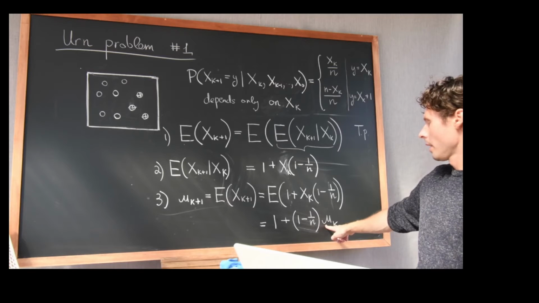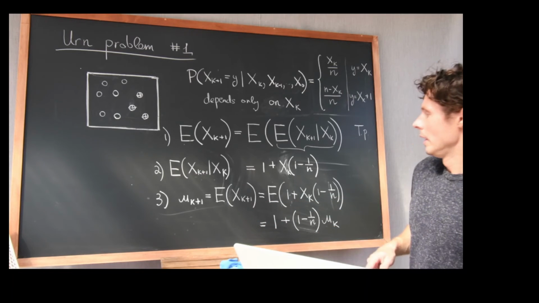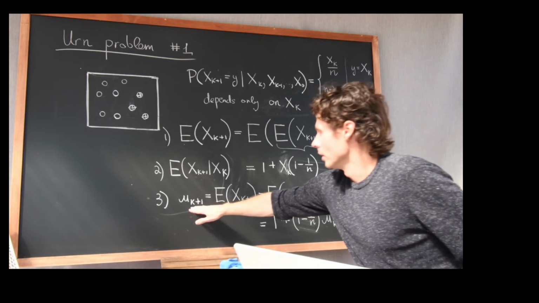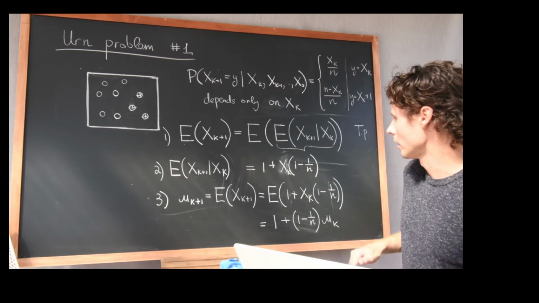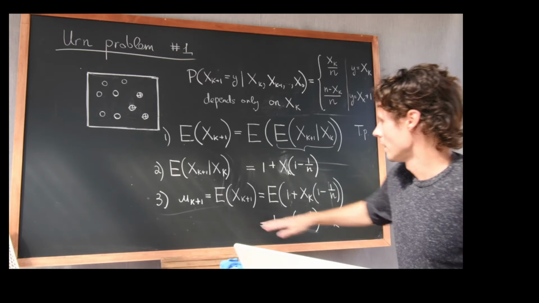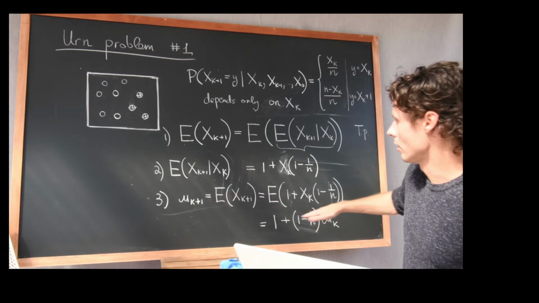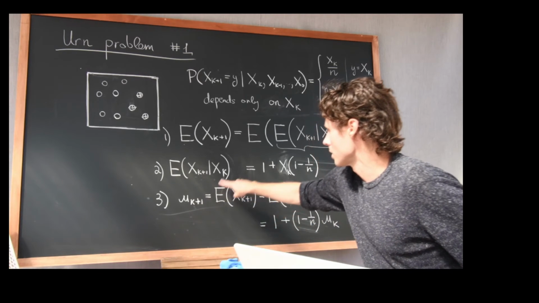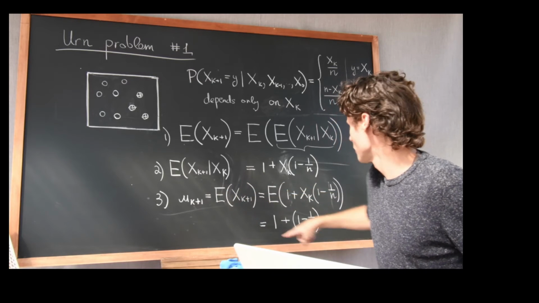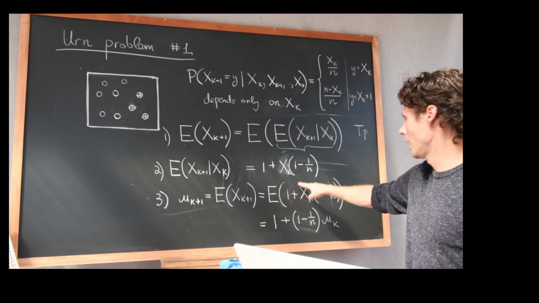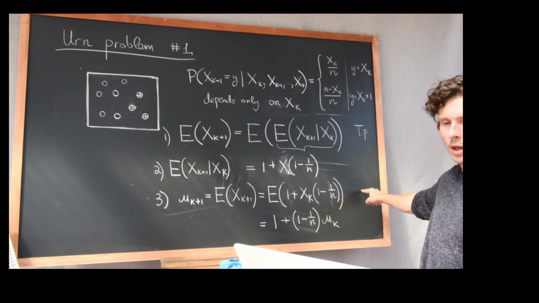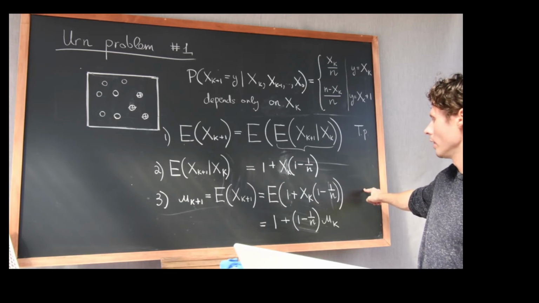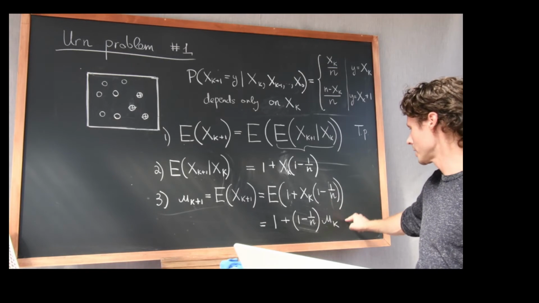You don't necessarily have to introduce this mu k, but it certainly clears up and highlights this recurrence nature. Essentially, this thing is just the expected value of x k plus 1, and mu k is the expected value of x k. It came from here. This is linearity of expectation, applied to get from this step to this step.